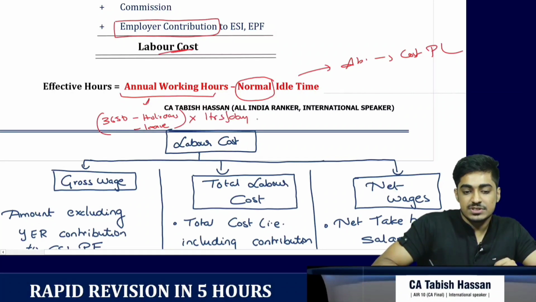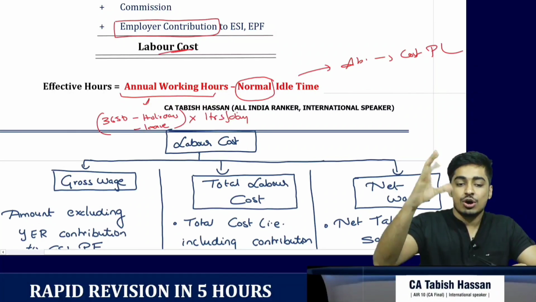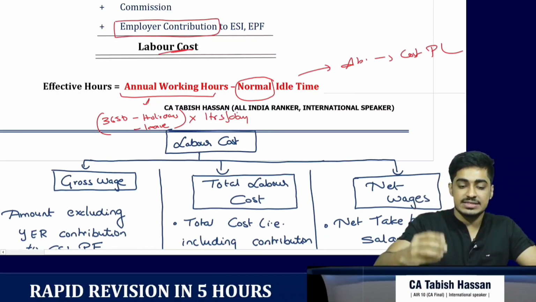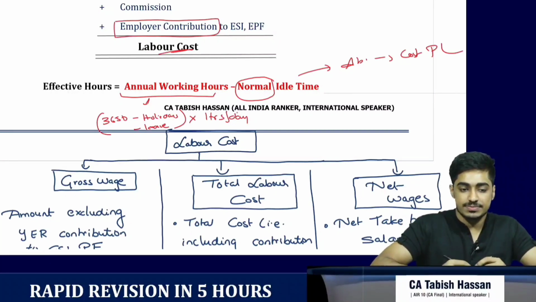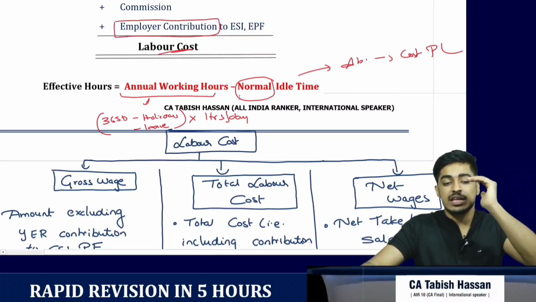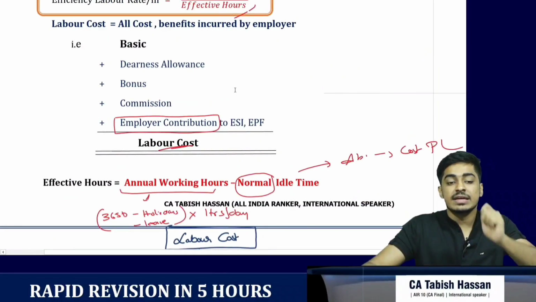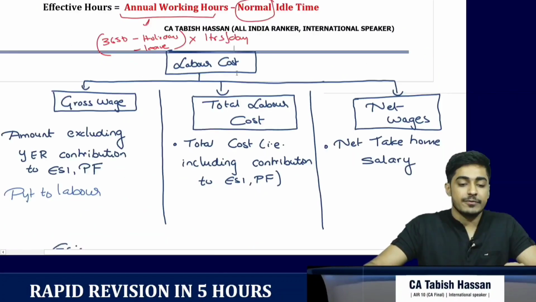Say for example, 365 days minus 65 days of holidays and leave. So we work for 300 days and we work 8 hours per day. So 300 into 8 hours per day gives us the total working hours. Clear? So we divide labor cost by effective hours, we get the effective labor rate per hour.